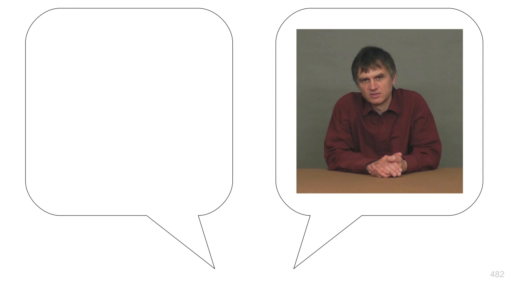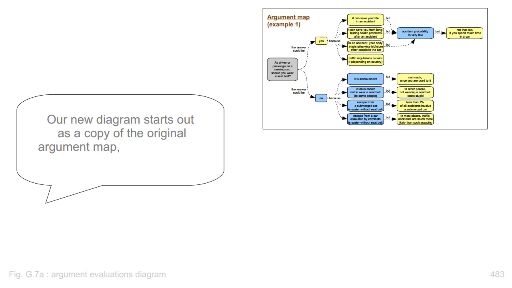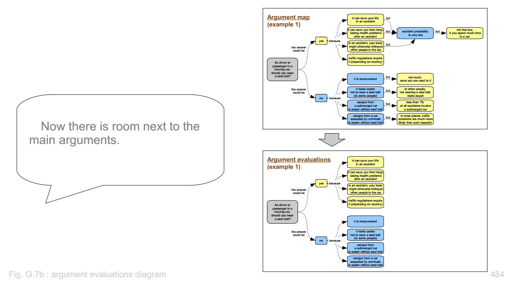We know about argument maps and about argument evaluation. Let's see how we can bring them together in a diagram. Our new diagram starts out as a copy of the original argument map, but without the sub-arguments. Now there is room next to the main arguments. That's where we put our evaluation results.